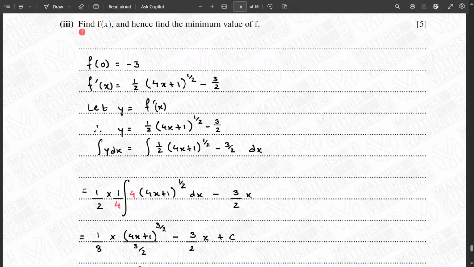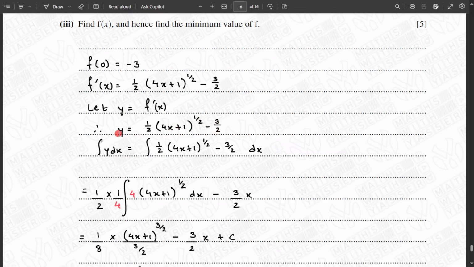In part 3, it says find f(x) and hence find the minimum value of f. So f(0) is minus 3. f'(x) is half (4x plus 1) to the power half minus 3 over 2. Let's consider y to be f'(x). So y is equal to half (4x plus 1) to the power half minus 3 over 2.